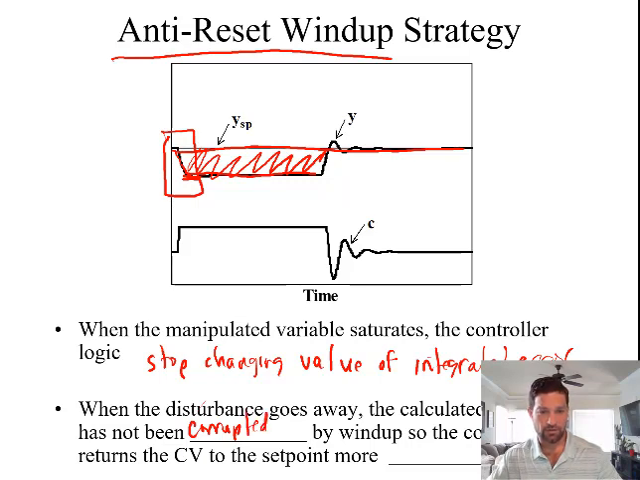By windup, the controller returns to the CV set point more quickly. What that means is that once the disturbance goes away, we no longer have the sustained offset. The controller is going to behave as we've tuned it to. So we're going to have whatever decay ratio we achieved, and we'll get back down to the set point much quicker than before, and we eliminate that overcorrection that is caused by the integral term and the need of the integral term to have that accumulated error over time be equal to 0.